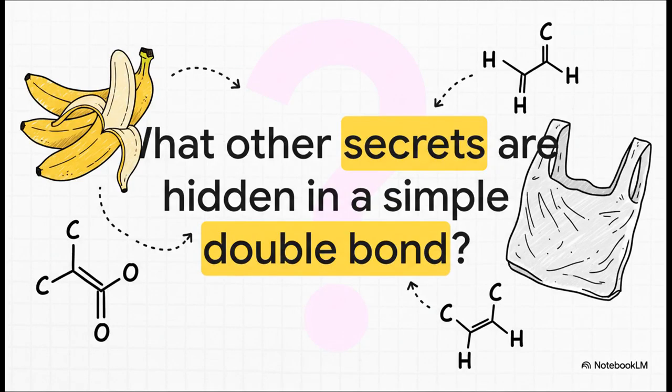So, from a banana to a plastic bag, the incredible journey of the alkene is all thanks to the amazing reactivity packed into that one simple carbon-carbon double bond. It really makes you wonder, doesn't it? What other secrets are hidden in the simple bonds that build our world?